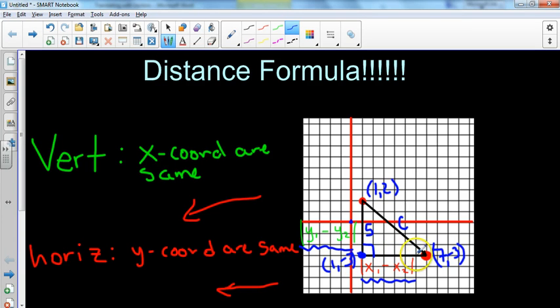1, 2, 3, 4, 5. Yep. And we're going to get 7 minus 1, or 1 minus 7. 1 minus 7 is negative 6, but we have to remember distance is positive. This has a length of 6.